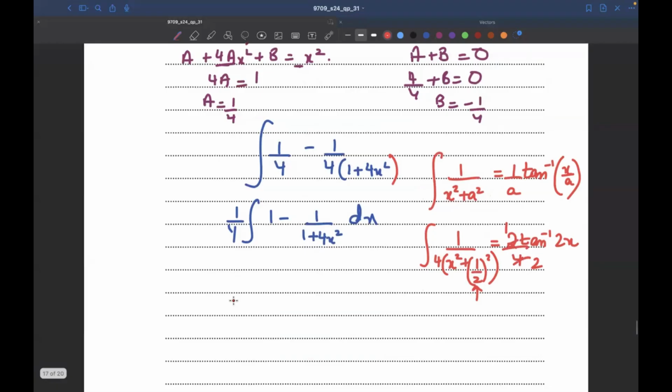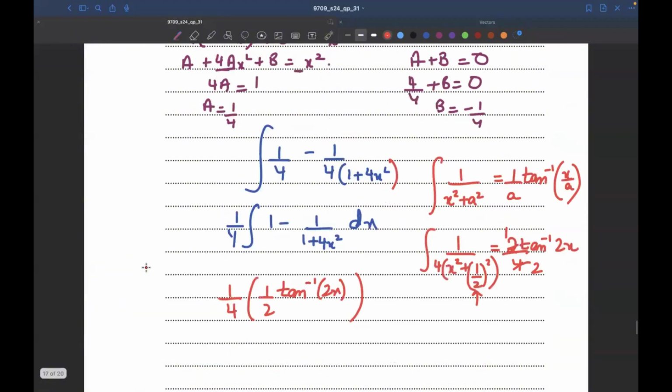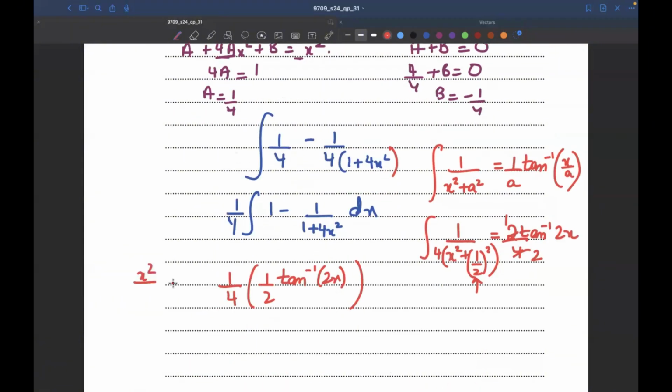So we'll get 1 upon 4 into 1 upon 2 tan inverse of 2x as an integral. And then now we can bring our previous terms over here. So the previous term was x square upon 2 tan inverse of 2x, minus this. And then finally, now we can substitute the limits.